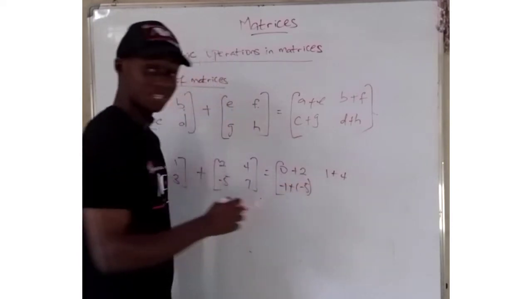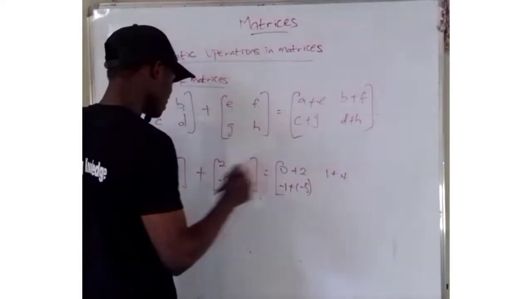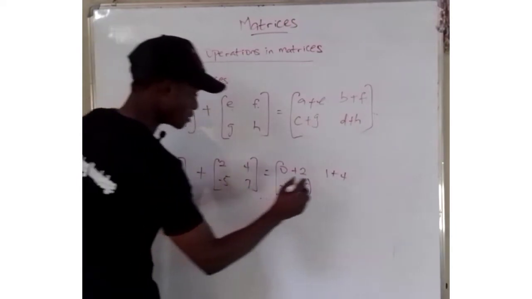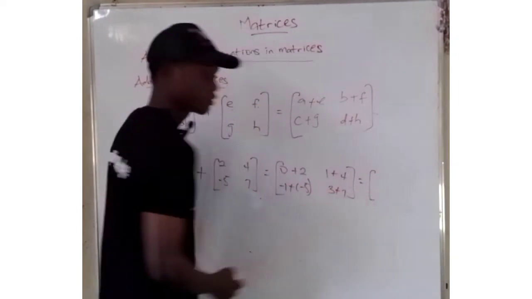It's very important to pay attention to this sign, because by the time you make a mistake in the signs, you might have the whole thing wrong. So it's very important to pay attention. The last one, 3 plus 7. So what do we have?